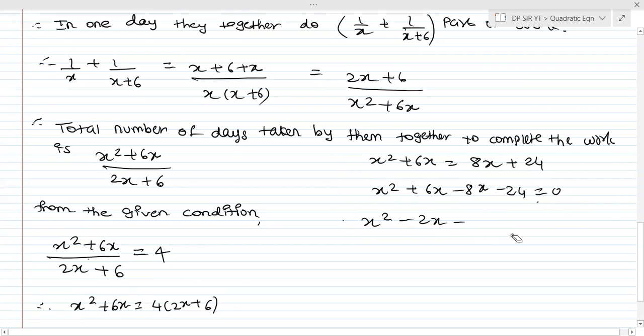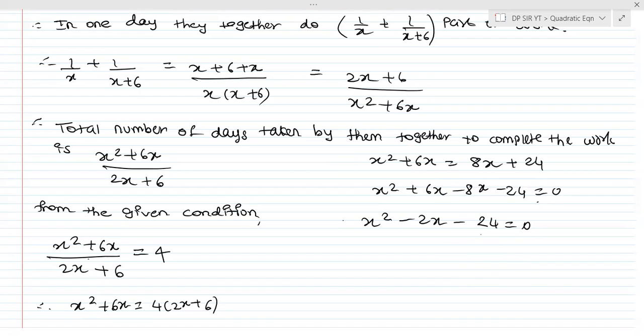Now do the factorization. Appreciate if you can identify your own mistake. Now 12 के लिए factorization मांगता है. 24 मांगता है and plus or minus should give me 2. So which are the two numbers? 6 fours are 24.